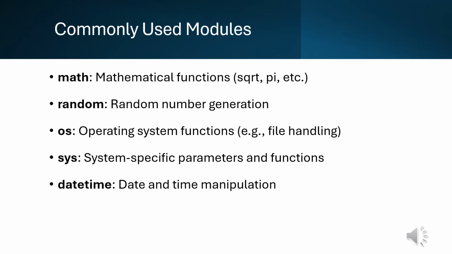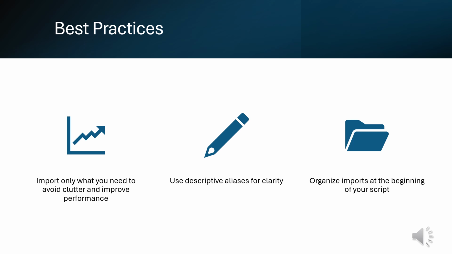Here are some commonly used Python modules. 1. math for mathematical functions, 2. random for random number generation, 3. os for file handling and operating system tasks, 4. sys for system-specific parameters and functions, 5. datetime for date and time manipulation. Some best practices: 1. Import only what you need to avoid clutter. 2. Use descriptive aliases for clarity. 3. Organize imports at the beginning of your script.